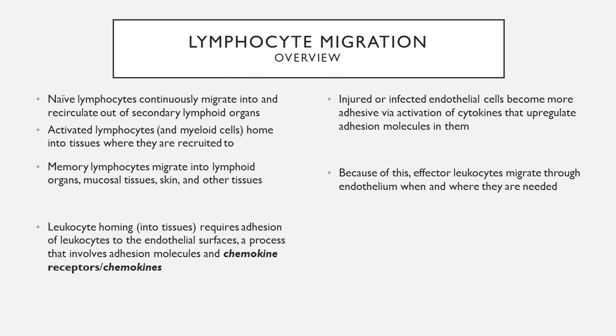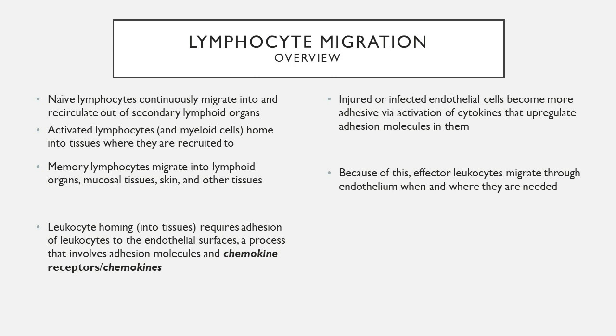Furthermore, memory lymphocytes will also migrate into lymphoid organs, mucosal tissues, skin, and other areas where they might reside on a more semi-permanent basis. Now, this whole migratory pattern into tissues requires adhesion of leukocytes to the endothelial surfaces, right? And it's a process that involves adhesion molecules and chemokine receptors and chemokines. So chemokines is a word that we're going to use a lot, and it's just a specific type of cytokine, which are sort of messenger proteins that these cells rely on to get their instructions.